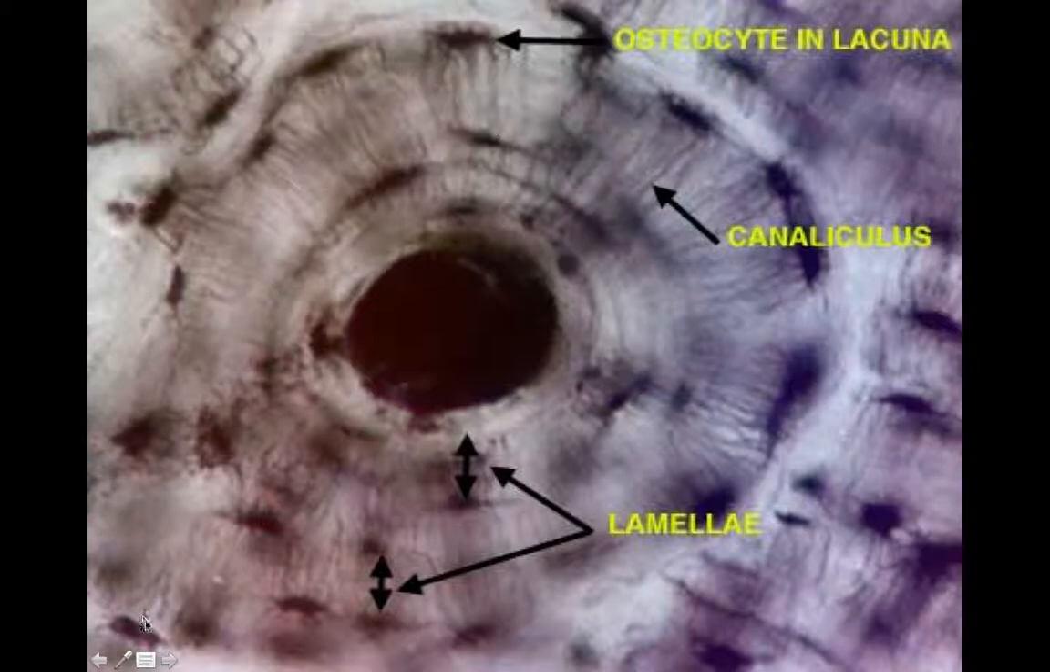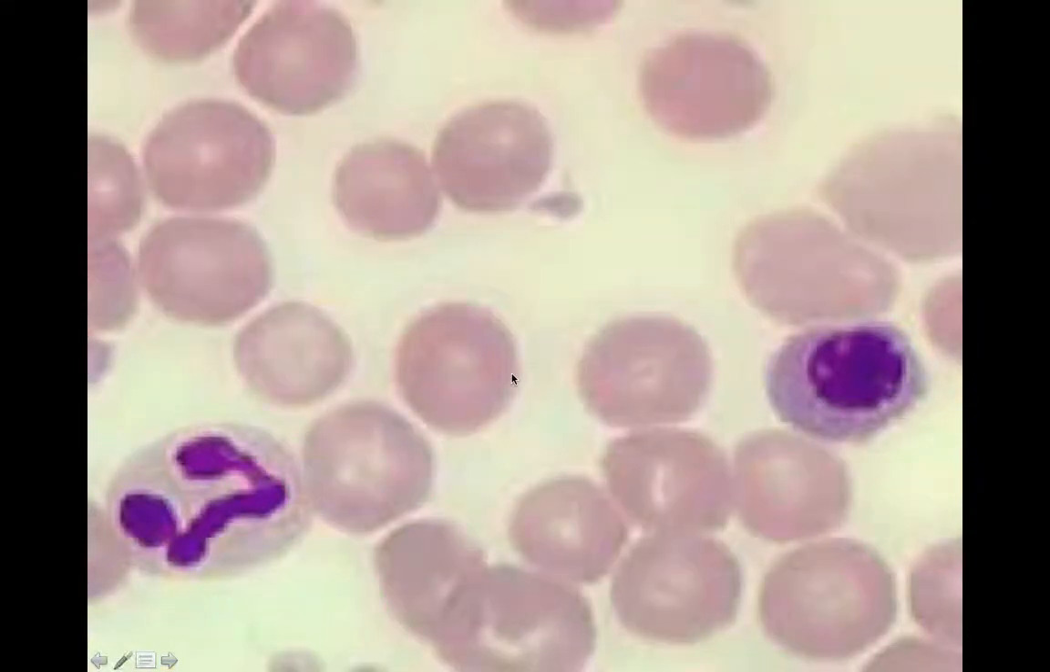Bone and blood, where the red blood cells are kind of mauve in color, and then the purple ones, or the ones with purple nuclei, are white blood cells.